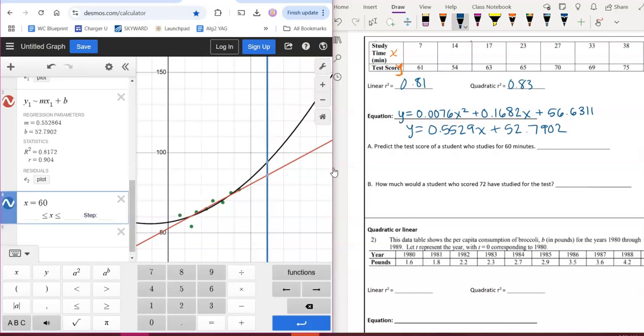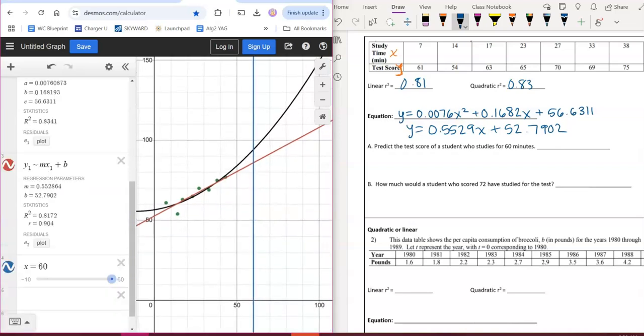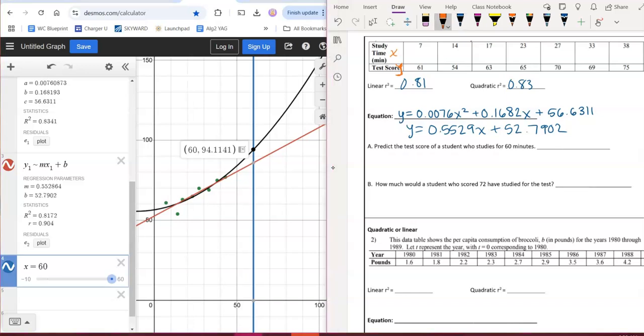So when x equals 60, on the quadratic graph, our y value is 94.1141. So for the test score of a student who studies for 60 minutes, we can say x equals 60, y equals 94.1141. And so that's what they would get on their test. If they studied for 1 hour, they would get a 94 on their test.